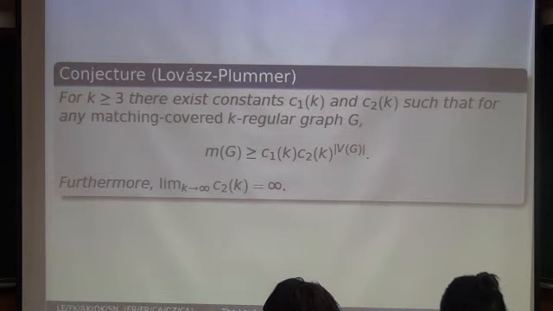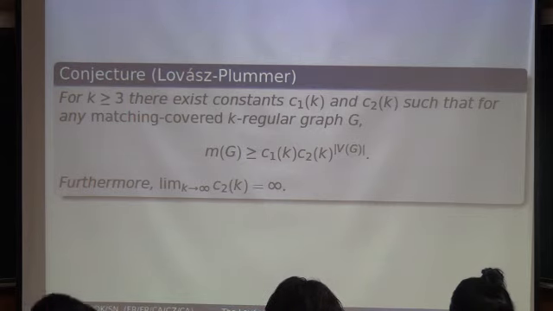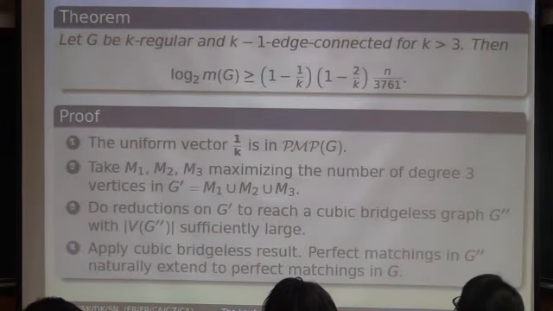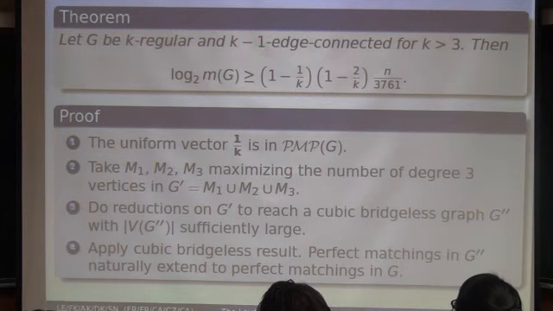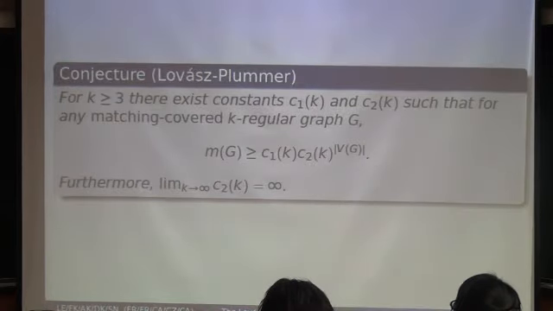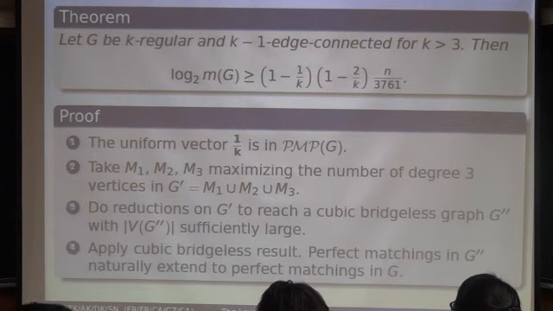So that's still wide open, and many of the things that we use completely fall apart when we increase the degree from 3. Maybe some of the ideas could work, maybe not. But here's one partial result in the direction of this that we can do pretty easily. If we insist that the graph is k-regular and k-1 edge connected, then we actually end up getting what we want, but this C2 doesn't go to infinity. So it's nowhere near the strength of the full conjecture, but it's what we can get by applying our result.